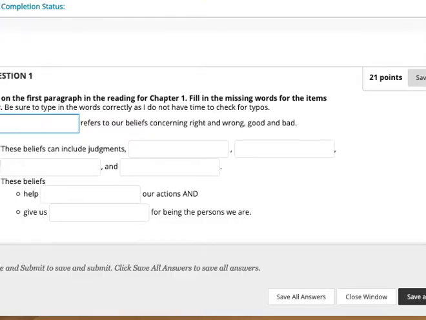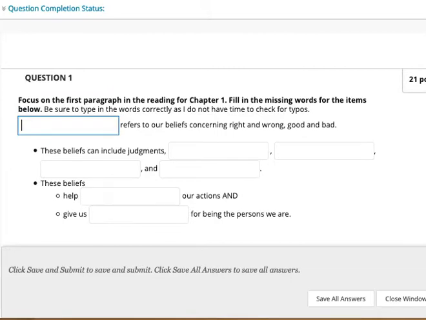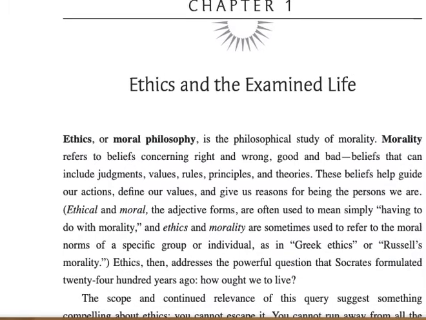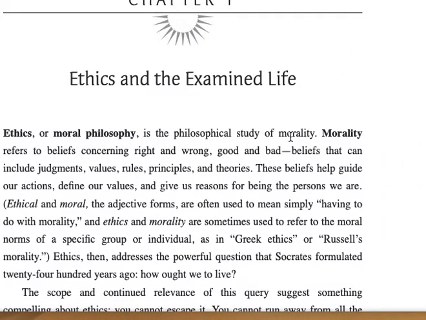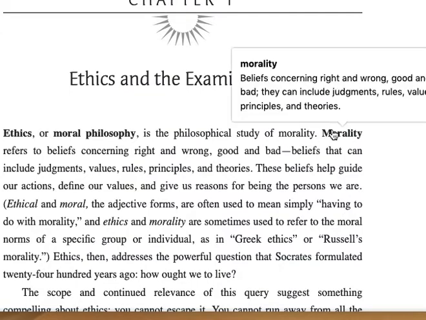Okay, so now she wants me to fill in blanks based on paragraph 1. So she has a missing word here. And so now I'm just going to pretend I'm a student. Refers to our beliefs concerning right and wrong, good and bad. Oh yeah, so I think I remember reading something about that in the paragraph. The philosophical study of morality. Morality refers to beliefs concerning right and wrong, good or bad. Wow, she almost took that verbatim. And the key word is morality.